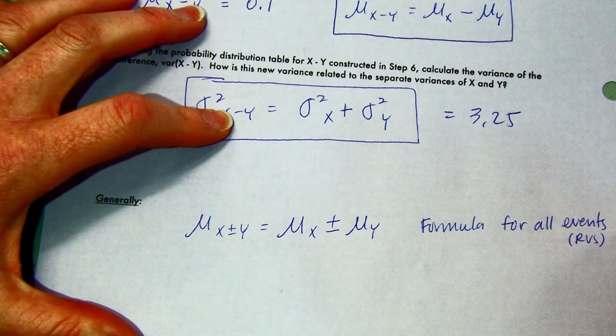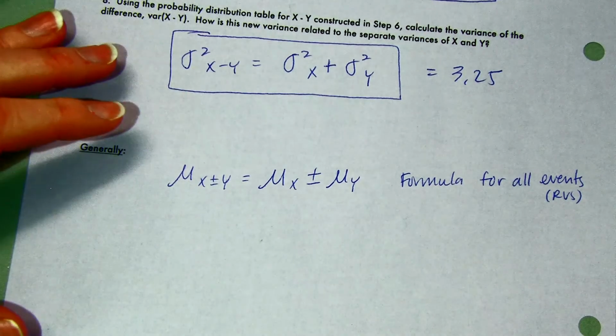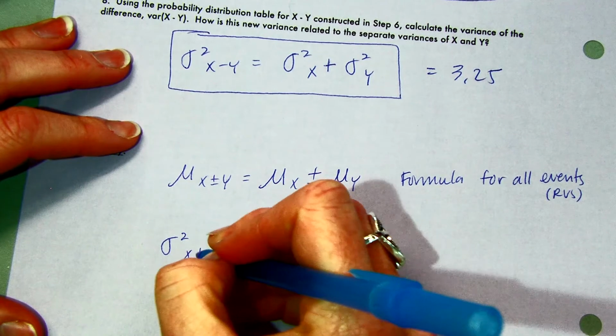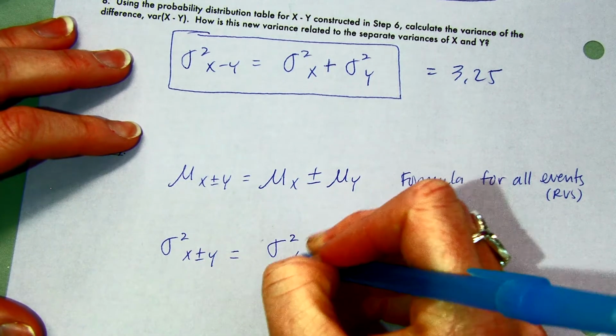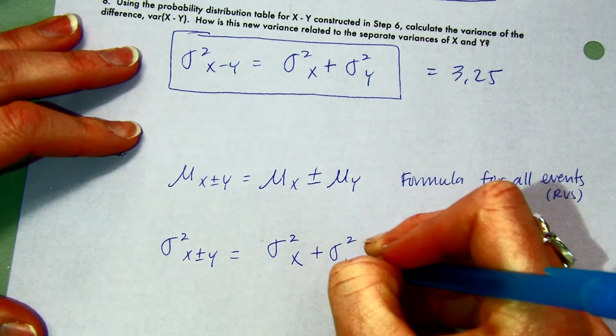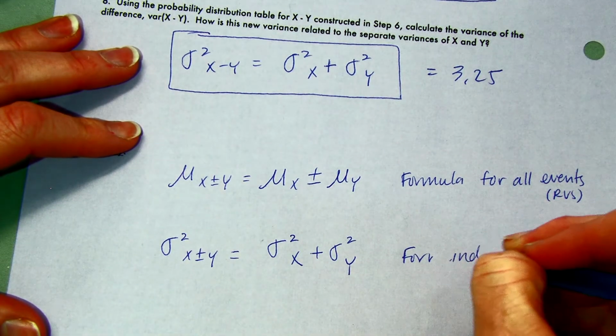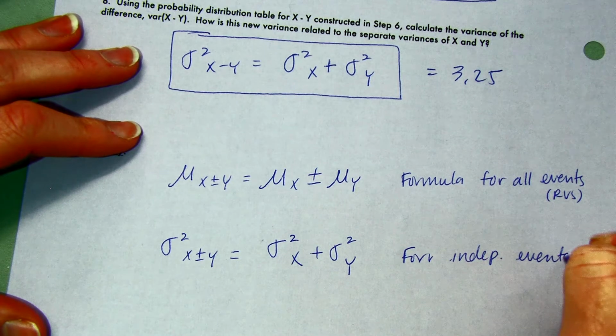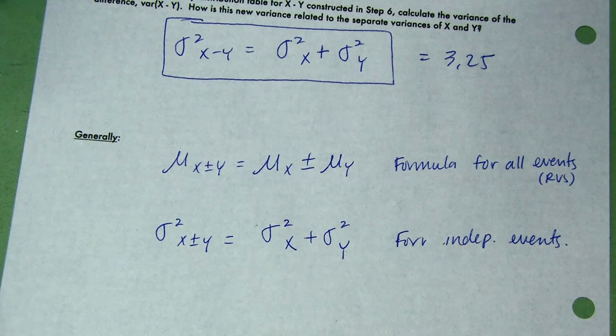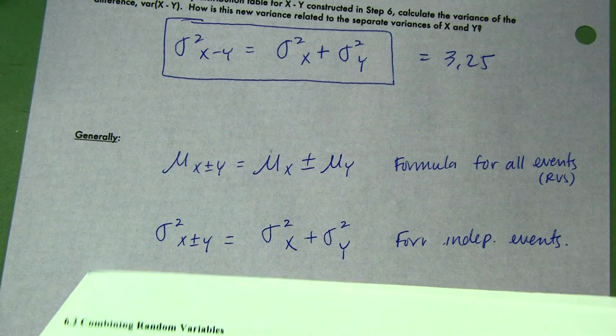We're talking about random variables now. The variance of x plus or minus y is always the variance of x plus the variance of y. And this is only for independent events. Like I said, you would have a different formula if they were dependent events. So that's one of the things that we have to be careful of. I can't calculate a standard deviation or a variance unless my events are independent. So we're going to go back to the notes packet and take a look at a couple of examples.